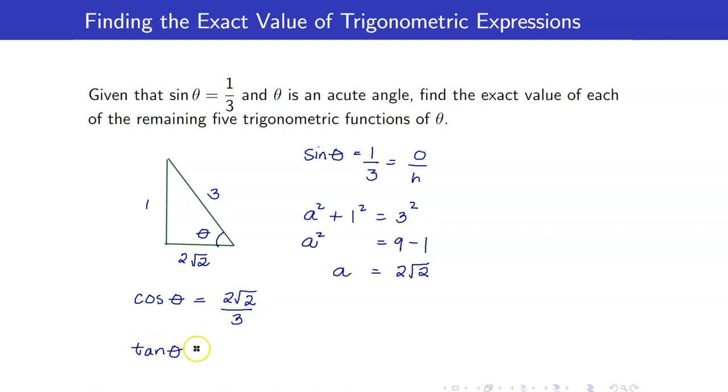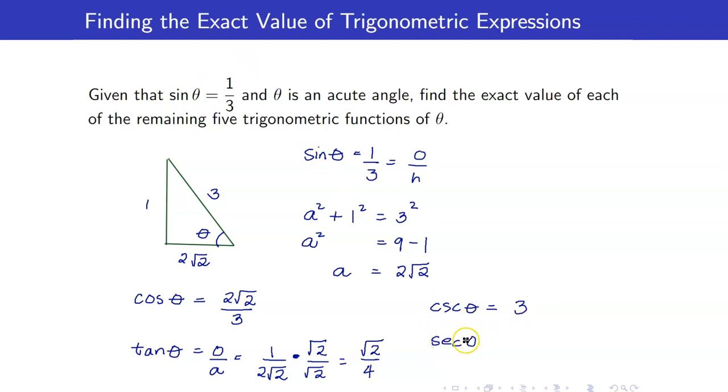Tangent theta is TOA, opposite over adjacent. So 1 over 2 square root of 2. When you rationalize, we get square root of 2 over 4. And then the reciprocals. We have cosecant of theta. What is this? This is the reciprocal of sine theta. So that's 3.